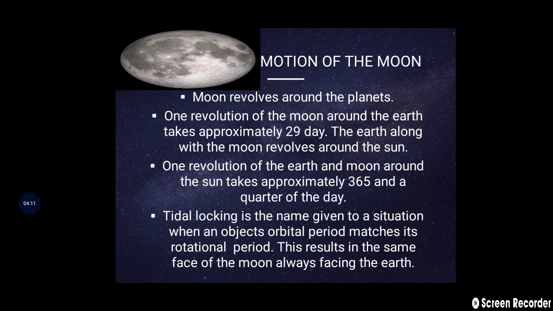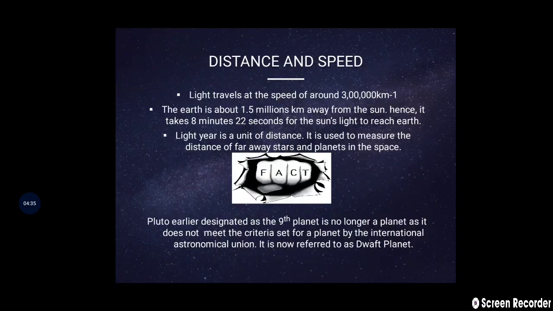Now, have you ever wondered why only one face of the moon is visible to us? The reason is tidal locking. Now, what is tidal locking? Tidal locking is the name given to a situation when an object's orbital period matches its rotational period. This results in the same face of the moon always facing the earth. It's very exciting.